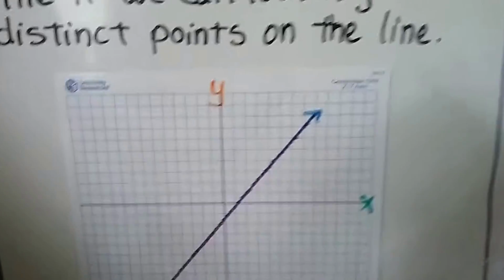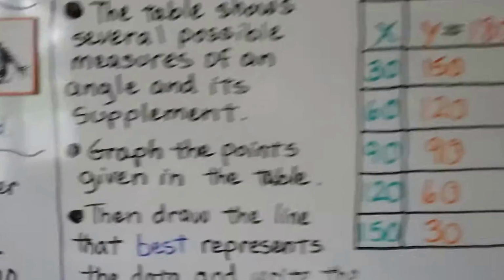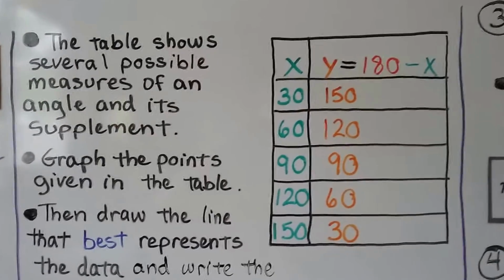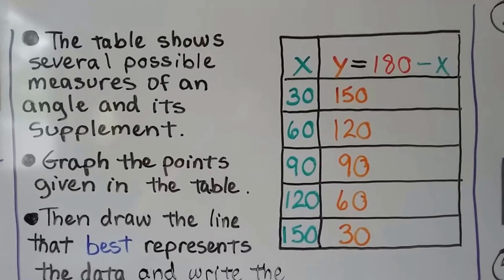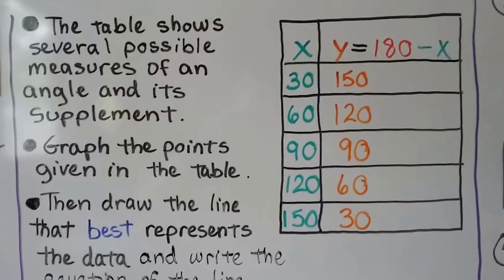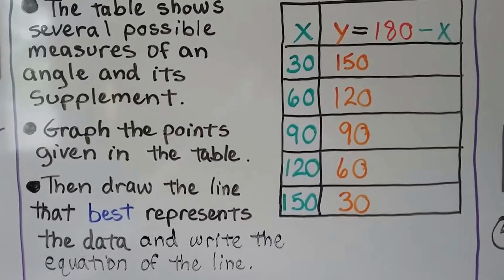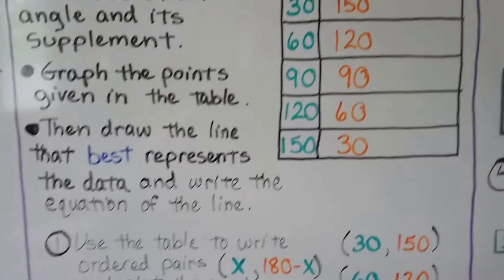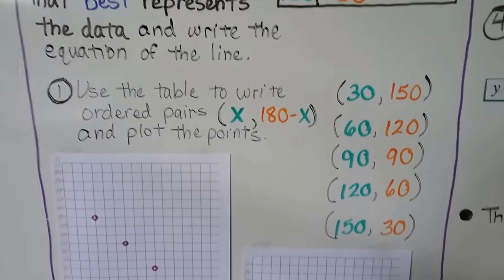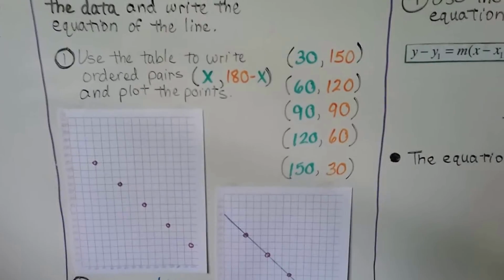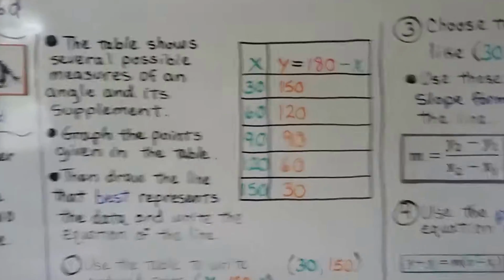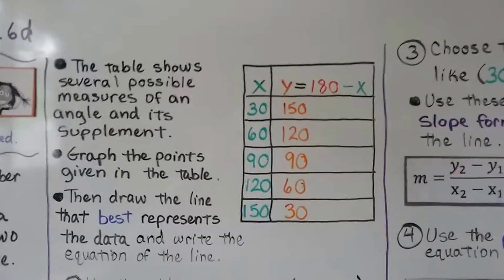Okay? And the table shows several possible measures of an angle and its supplement. Remember, a supplement is 180 degrees. Graph the points given in this table. Then draw the line that best represents the data and write the equation of the line. So the first thing we're going to do is use the table to write ordered pairs. We're going to use x and 180 minus x, because that's the value for y.